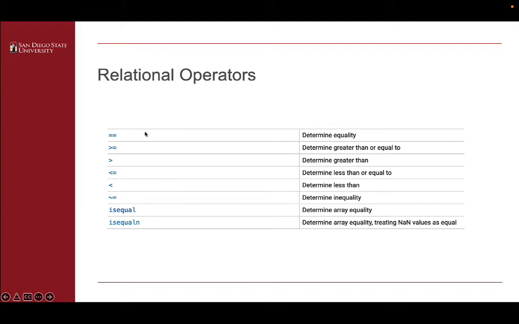The first one determines the equality. The second one is greater than or equal to. We will use the greater than or equal to sign. And if we don't use equal, it means the first one is greater than the second one. And if we use the less than or equal sign, that means the first one is less than or equal to the second one. And this is the less than operator.